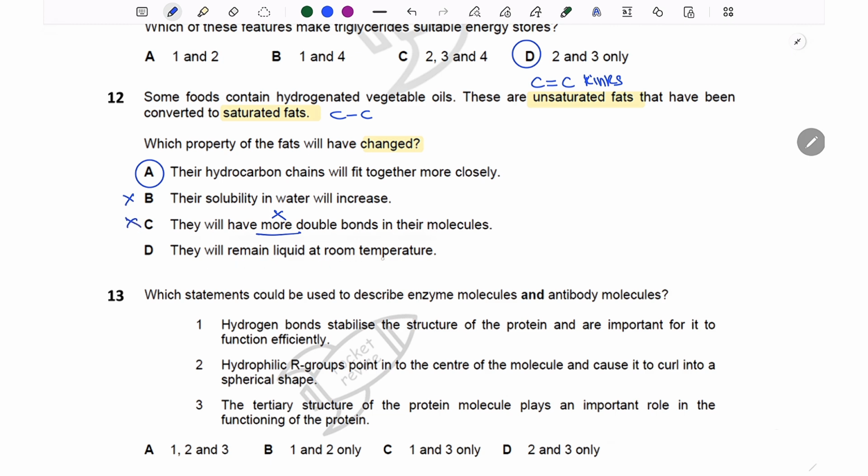They will remain liquid at room temperature. Remain liquid, that would be wrong, because they will actually go from liquid to solid, because they're going from unsaturated to saturated.